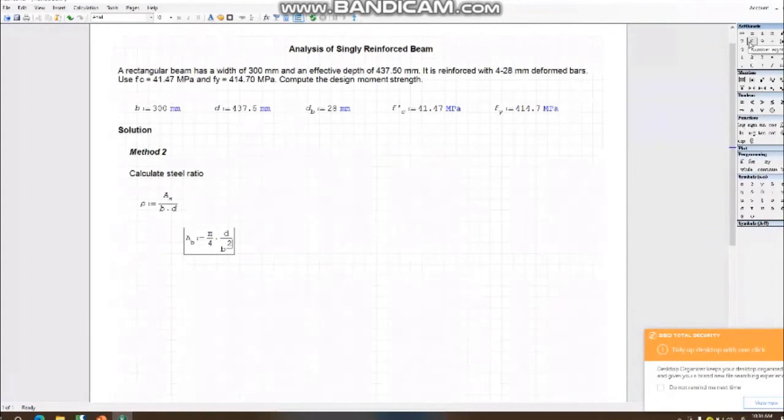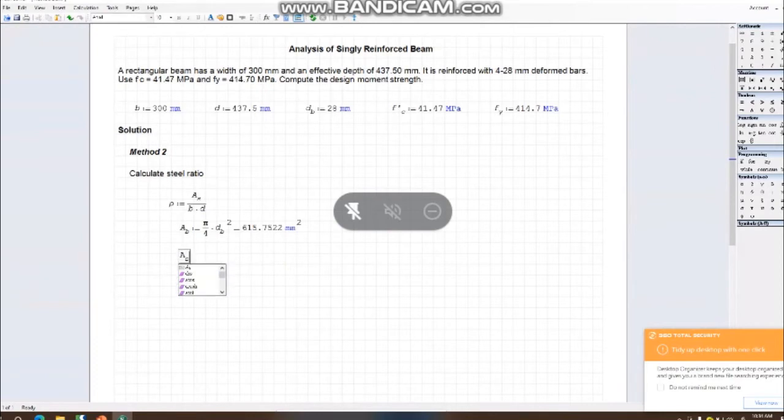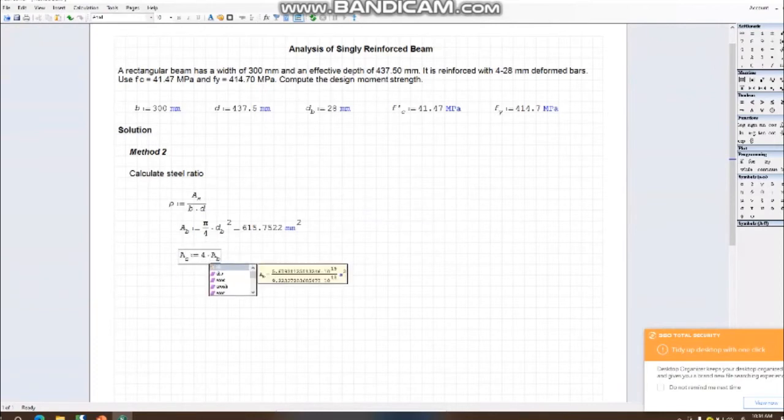And this As is 4 times the area of the bar. So this time, to get the ratio, I'll just compute it. Usually, these are small numbers. So if you are to use the method, make sure that, as much as possible, our rounding off is minimal. We can maintain at least 3 decimal places, if manual calculation. The result is a small number.